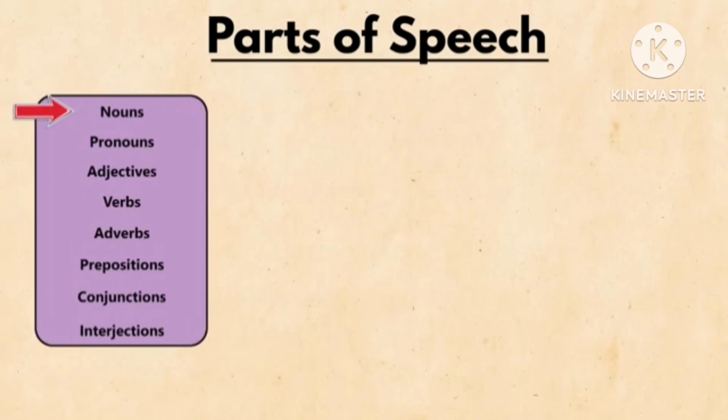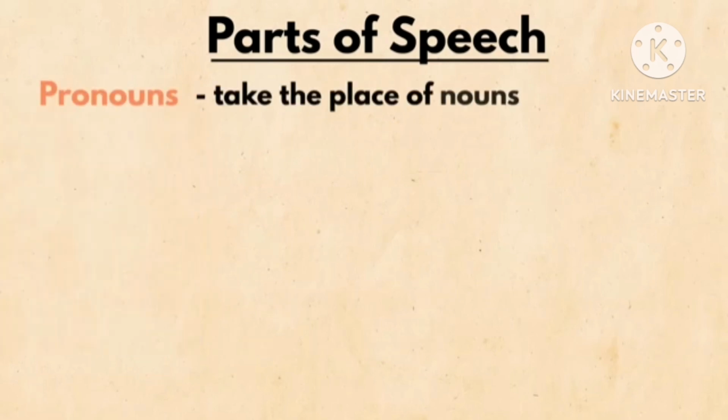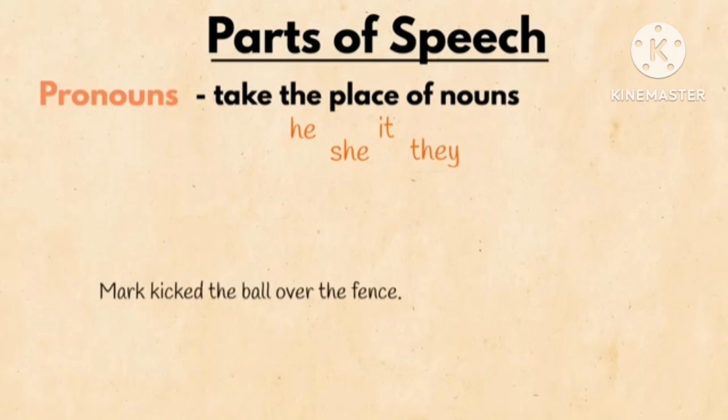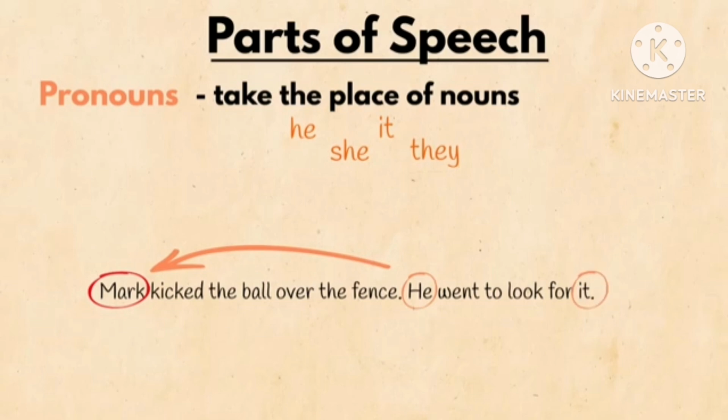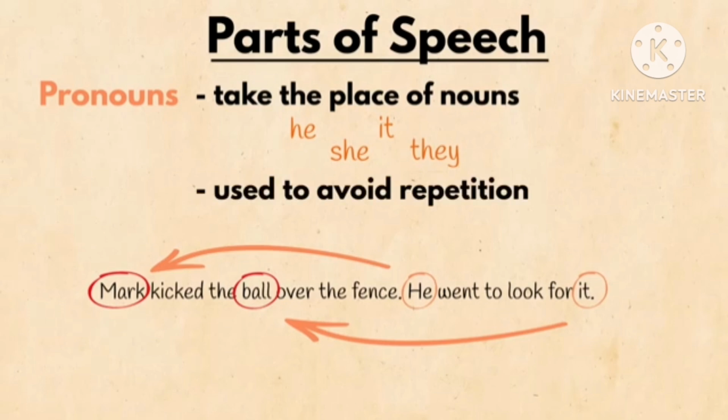The next part of speech is pronouns. Pronouns take the place of nouns. Pronouns include words such as he, she, it, and they. For example, Mark kicked the ball over the fence. He went to look for it. The word he has been used in the second sentence to replace the word Mark, and it replaces the word ball. Pronouns are used to avoid repetition and to make the sentences sound less clunky.